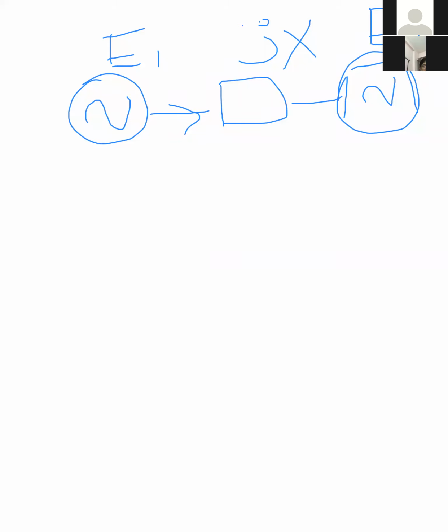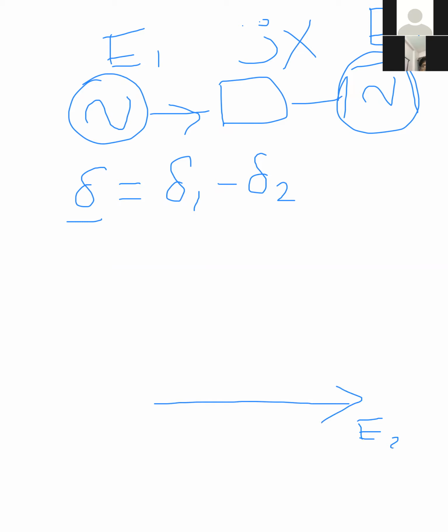Delta is the phase angle difference between E1 and E2. So in this case, I take E2 as the reference. That means delta 2 is 0, so it is the same as delta 1. See, E2 I am taking as the reference. This phasor diagram, please follow. Then this is the E1 phasor and E2 phasor. We are considering the phasor diagram.